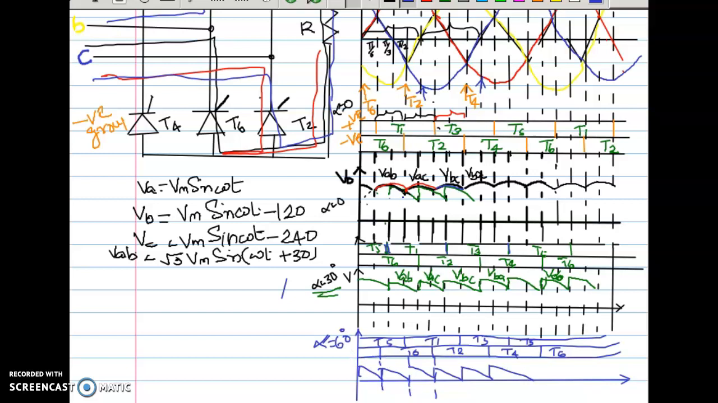The reason is it will start from here, VAB will start from here. When it is going to 60 degree, it will reach here. Next one, VAC, it will start from here, it will go to 60 degree like this. Okay, so this is the output voltage waveform for an angle of 60 degree. For any angle, you can draw the voltage waveform like this.